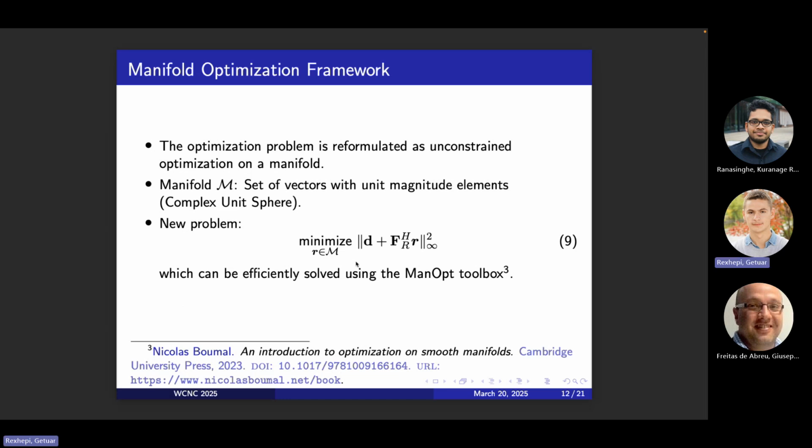Now, our problem can be reformulated as an unconstrained optimization on a manifold. We choose manifold M to be the set of vectors with unit magnitude, or vectors that lie on the complex unit sphere. With this, we can formulate the new problem as an unconstrained optimization problem as seen in equation 9, which can be efficiently solved using the Manopt toolbox, which supports MATLAB, Julia, and Python.